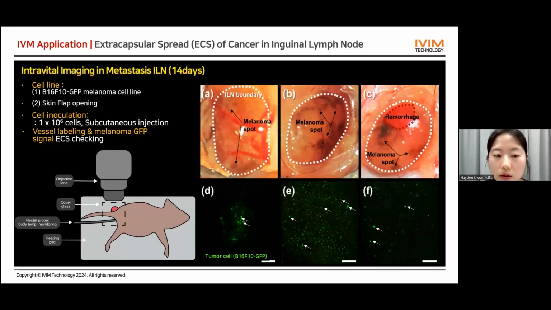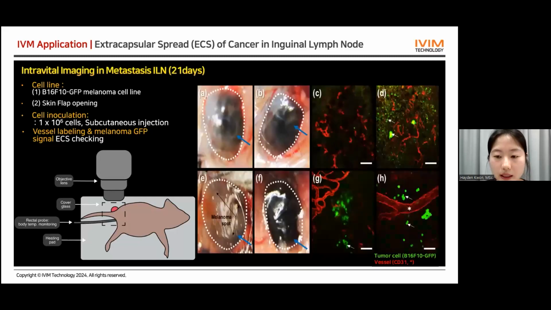As a result, on the 14th day, melanoma spots within the inguinal lymph node were observed both visually and through fluorescence microscopy. On the 21st day, with more time elapsed, we could observe even more clearly the formation of the cancer tissue around the blood vessels.